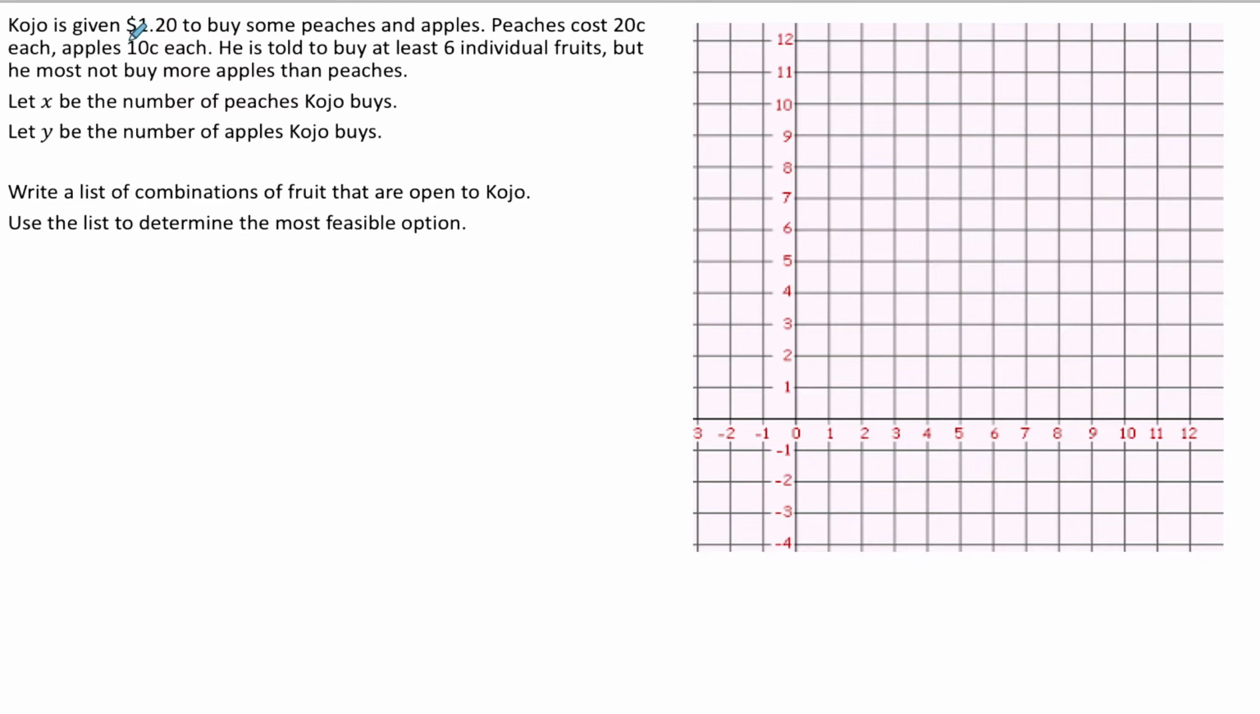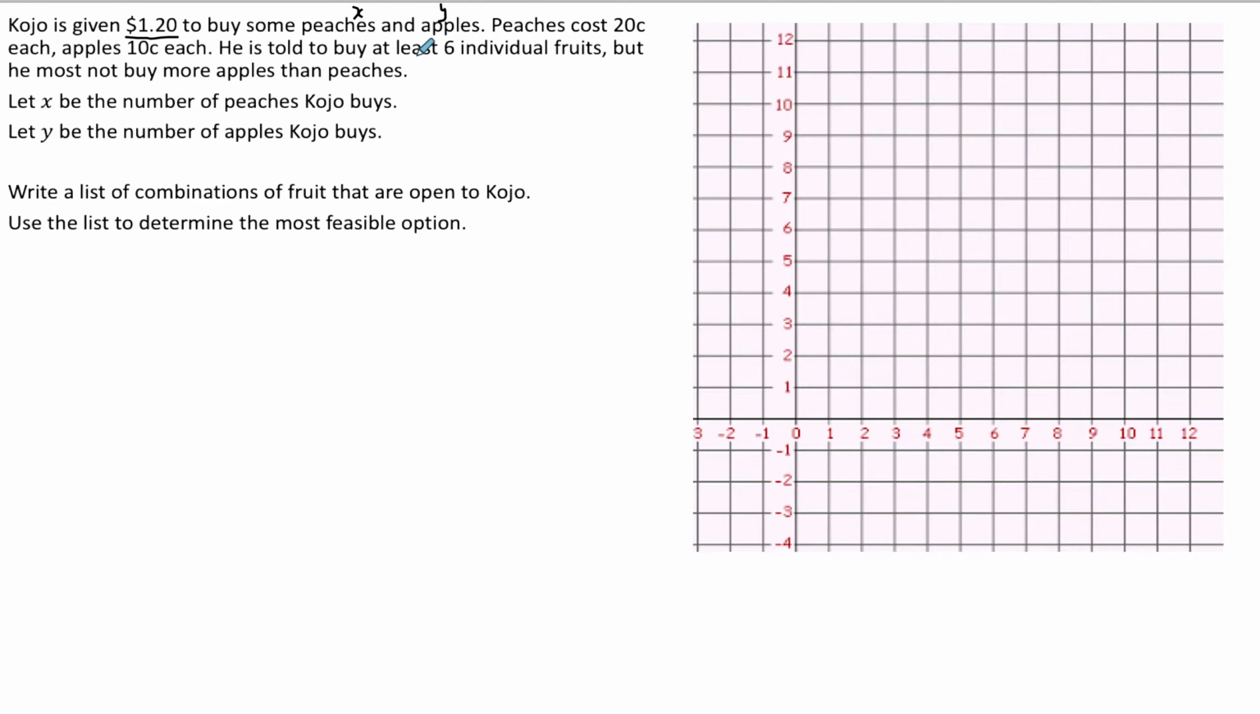First, is to point out that you have a maximum cost that he could use. He could only use $1.20 to buy those two items, the peaches and the apples. And we also have something related to the cost, so I can relate those costs to the maximum amount that I have.